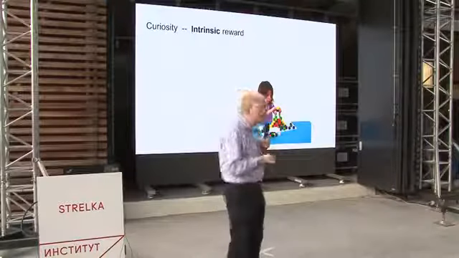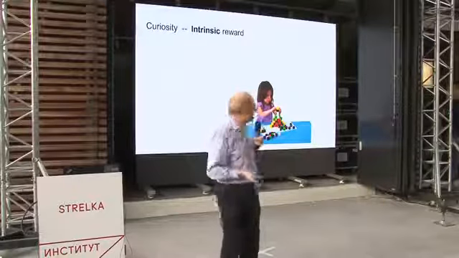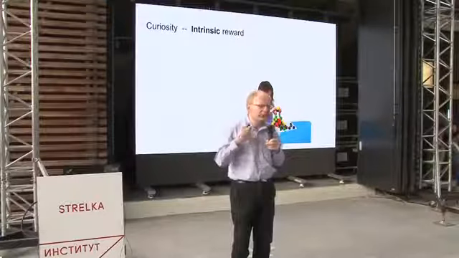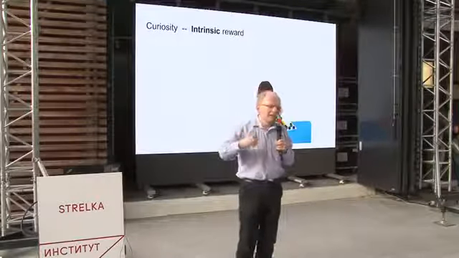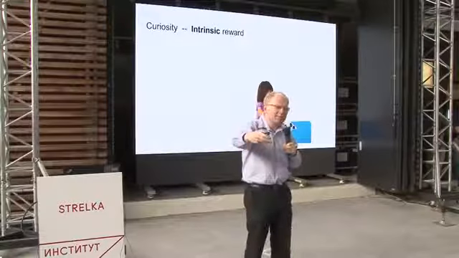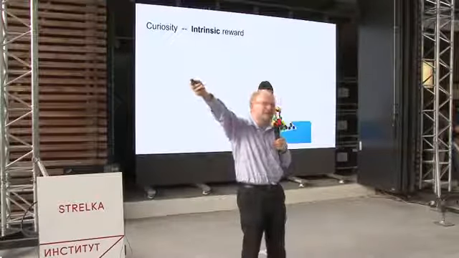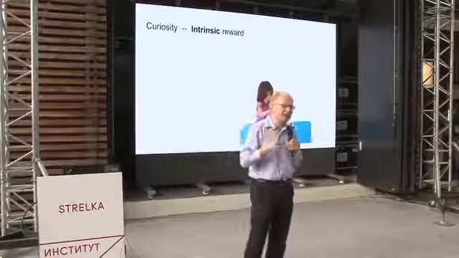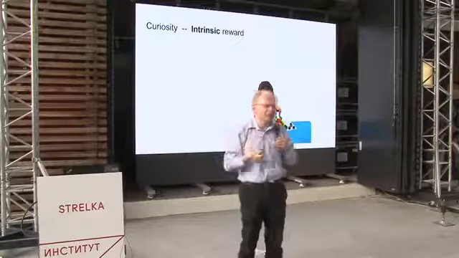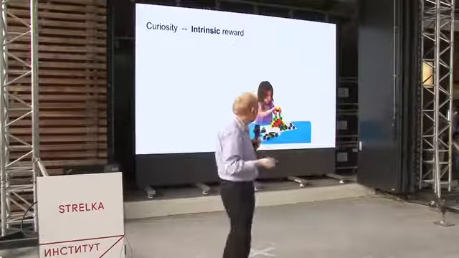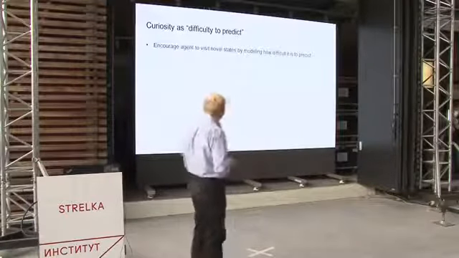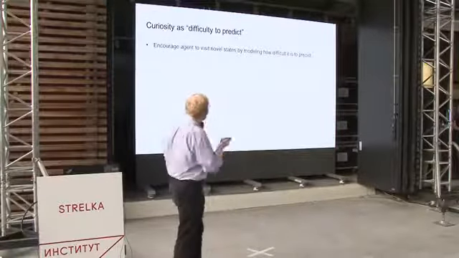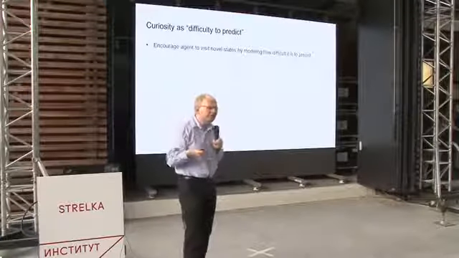So curiosity, it's argued, is the intrinsic reward that is employed by us humans to bridge the gap between the long-term reward that is eventually maybe coming and what you are doing right now. And so the idea is to make an agent use curiosity as well. This has been looked at in the past for a while. And one of the ways that curiosity is defined is difficulty to predict, right?